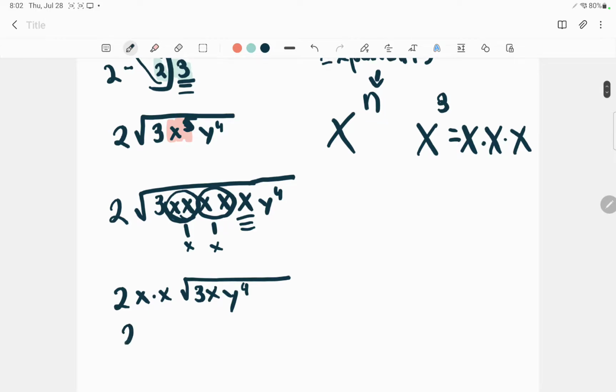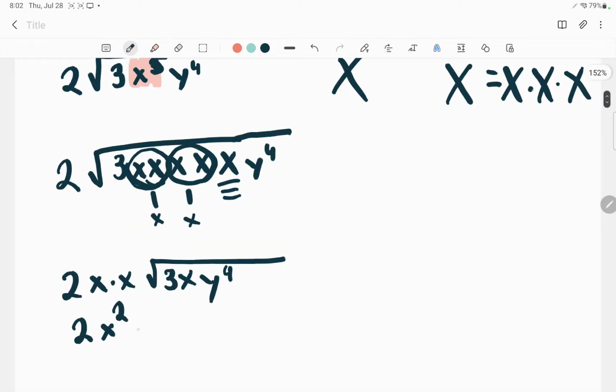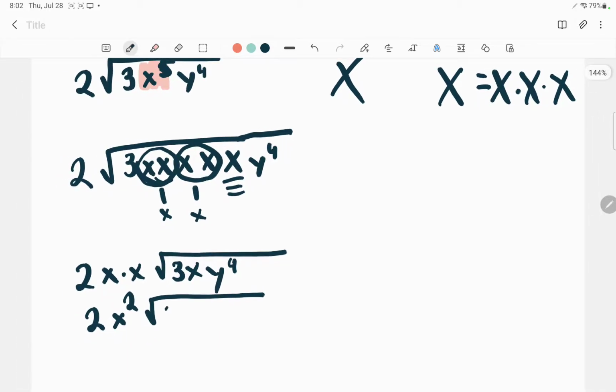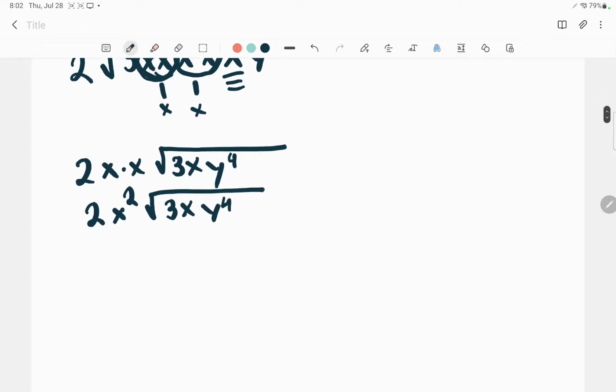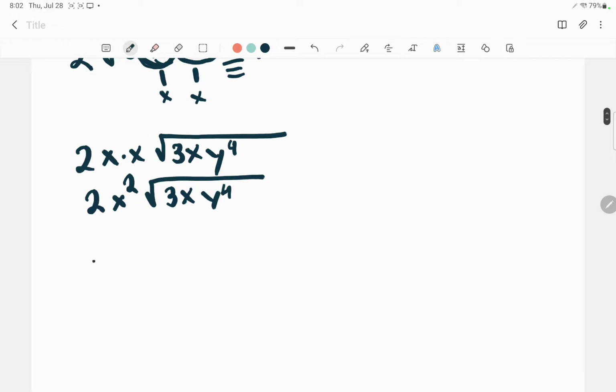Now I'm going to rewrite this again because I don't want to have X and X. I'm going to just call it X squared. Okay, so X squared. Then 3X and Y to the 4th power. And you're going to do exactly the same thing. So we're going to rewrite the whole thing. I know it's a lot of rewriting, but I usually like to show the whole method just so people get used to it, you know?